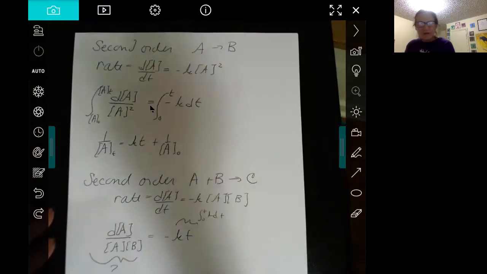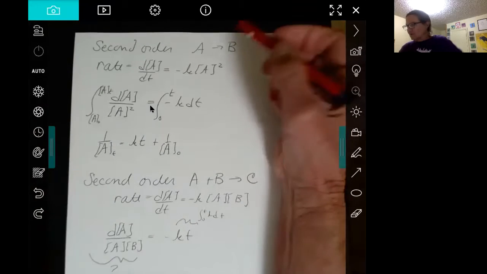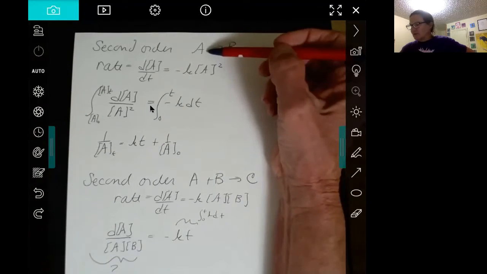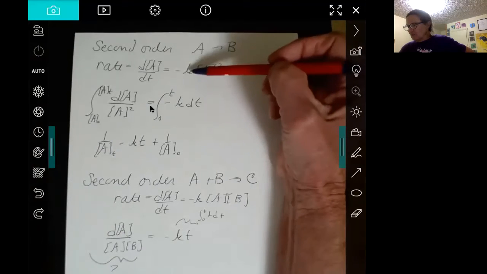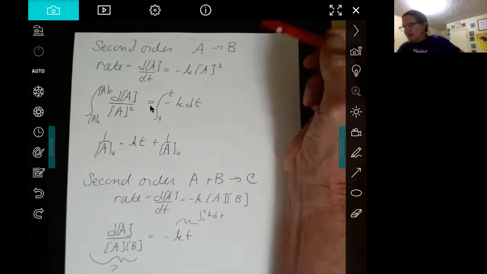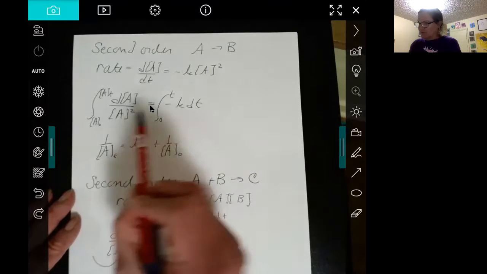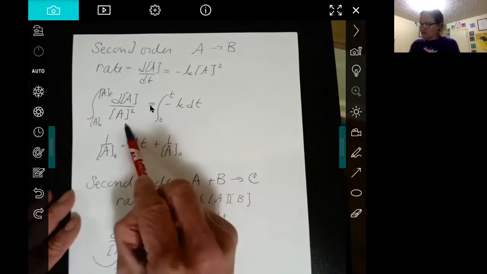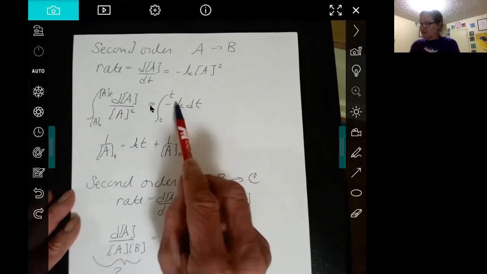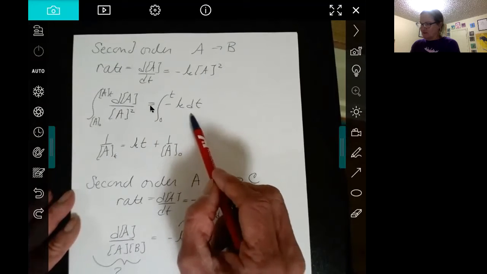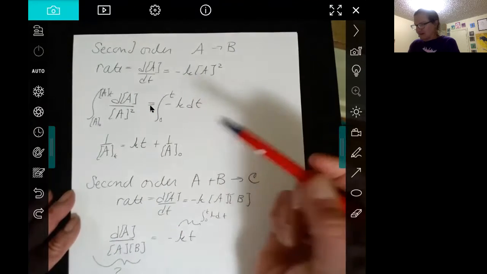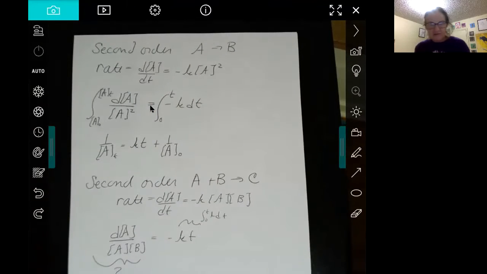For a second order, you have to think about the different possibilities. What you saw in Chem 108 was a second order where it's second order with respect to one species. So the rate equals negative k A squared. And that's just the same as what we've been doing. Take the A squared over here, keep the t over here. The right-hand side comes out the same. Let's just plug that into Mathematica and show you where that comes from.